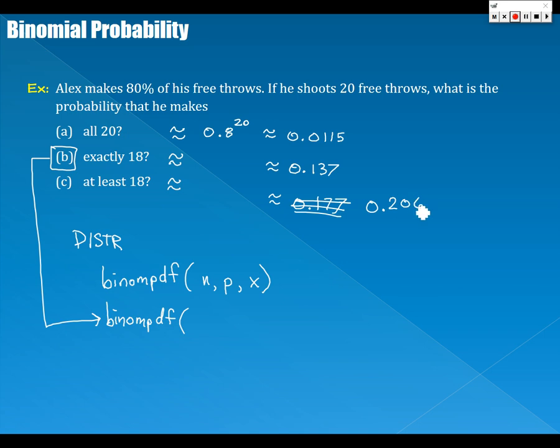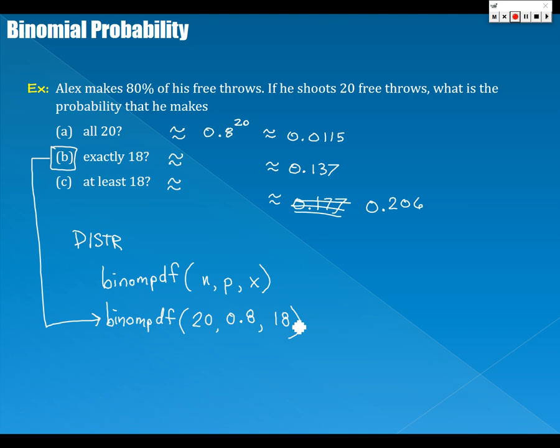All right, let's go back to B now. B can be computed in the way that we've been talking about today, but your calculator has this coded in, so if you want to use it, you can. If you type in 20, what are we looking for? 18, and 0.8, and then 18, you should get 0.137 from your calculator. That's the command there from the binompdf function.